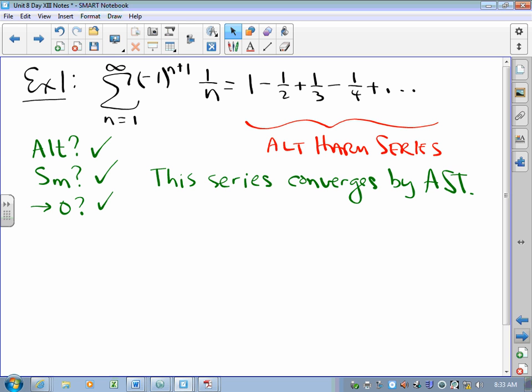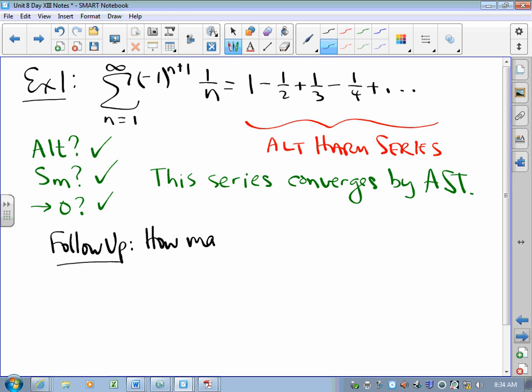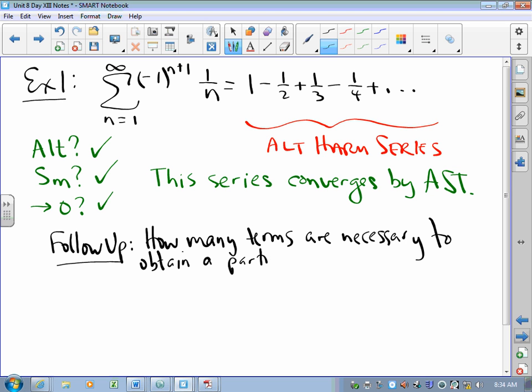Now, that's a little bit interesting because the actual harmonic series does not converge. The actual harmonic series diverges. We proved that by the integral test. But the alternating harmonic series converges. So let's ask the follow-up. How many terms are necessary to obtain a partial sum within 0.01 of the actual sum?